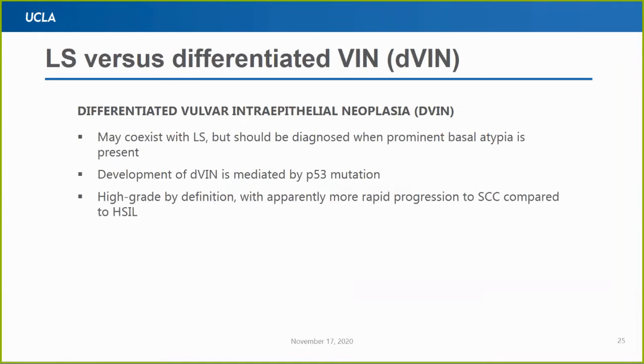Another important differential to consider for LS is differentiated VIN. DVIN may coexist with LS, but should only be diagnosed when there is significant basal atypia. DVIN is a p53 mutation-mediated process and is high grade by definition, and has apparently more rapid progression to SCC when compared to high-grade squamous intraepithelial lesion that's HPV-mediated.